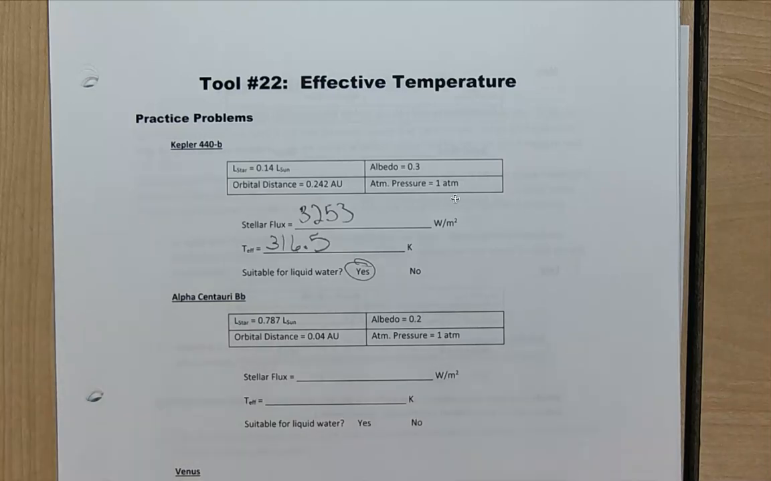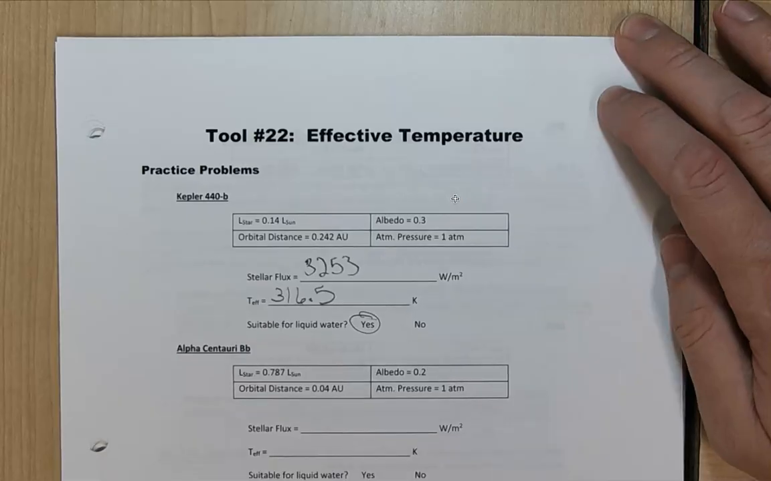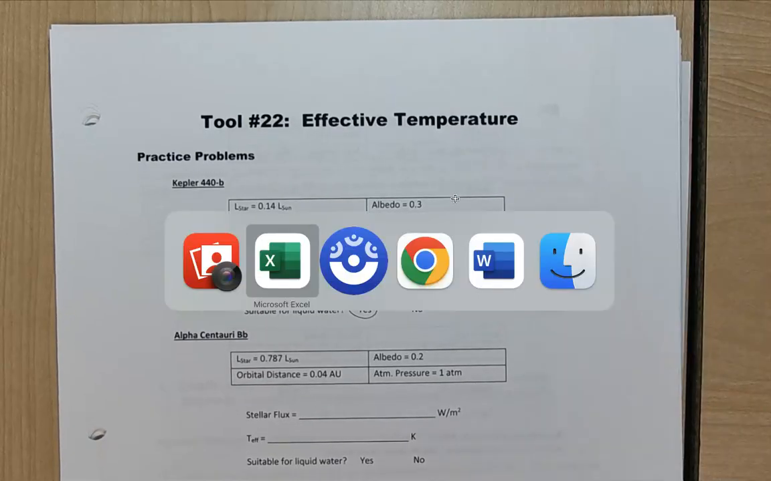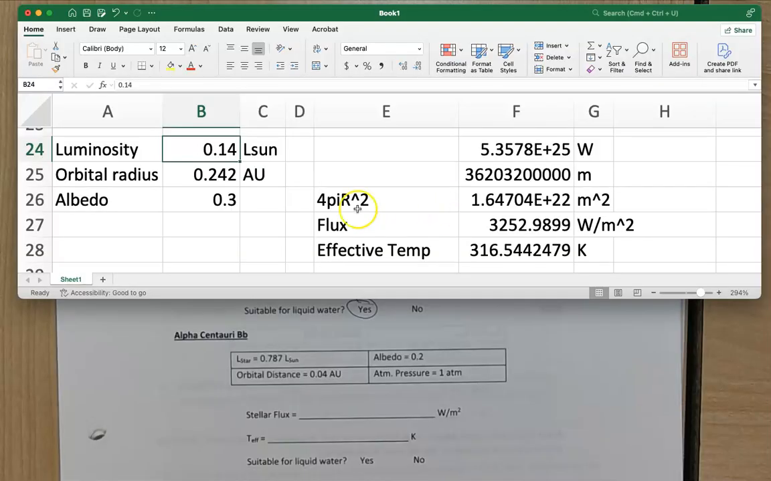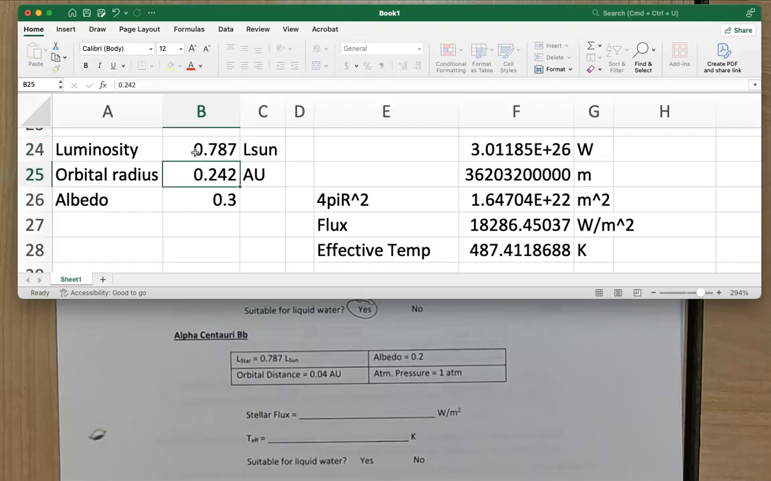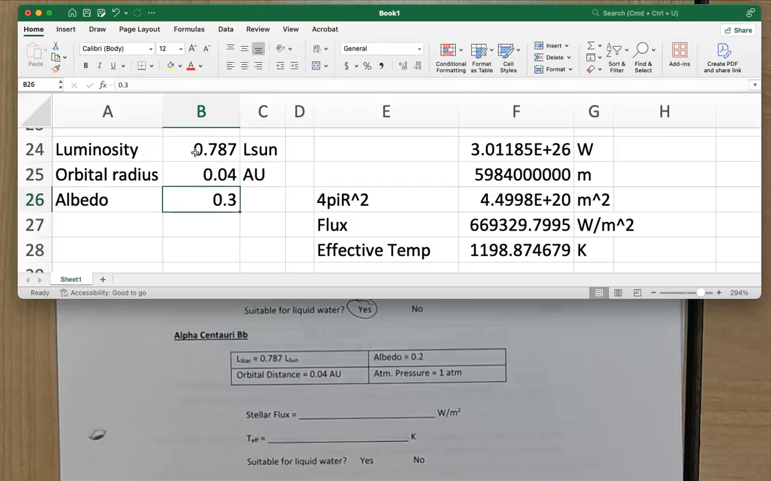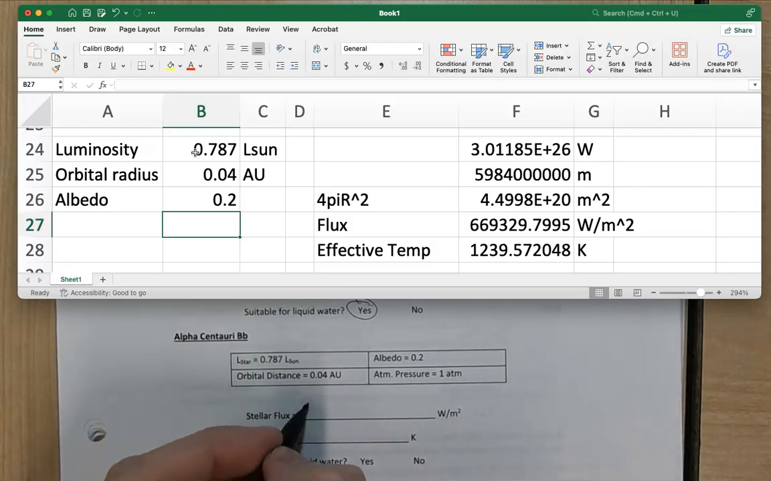How about Alpha Centauri Bb? Let's see here. All right, Alpha Centauri B has a luminosity of 0.787 solar luminosities. Alpha Centauri Bb is orbiting really close, 0.04 AU, and has an albedo of 0.2. So that's going to be getting a flux of 669,329.